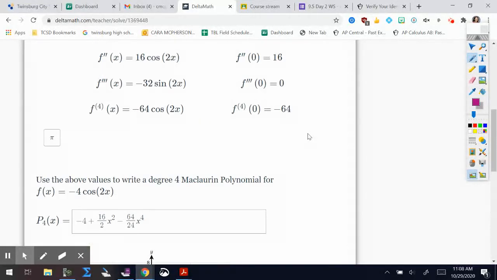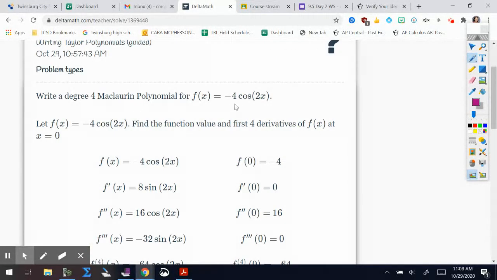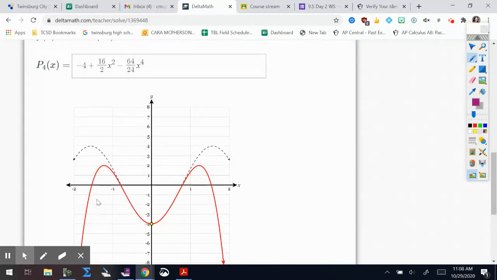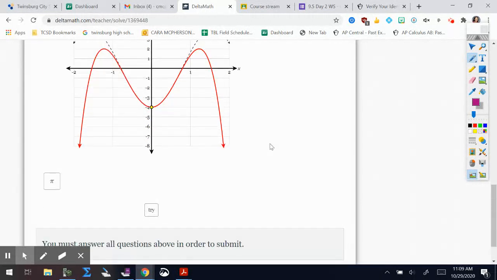Here's what it does. It's going to take my original function, which is the negative 4 cosine 2x, and that's actually like the dotted line, and it's going to draw my 4th degree polynomial in a solid red. And what you'll notice is at the center, so at 0, they have the exact same value. But even as you go a little bit to the left of 0 and a little bit to the right of 0, this path of this polynomial, the red curve, is almost identical to the dotted line, which is the cosine. So that's the approximation that's made.